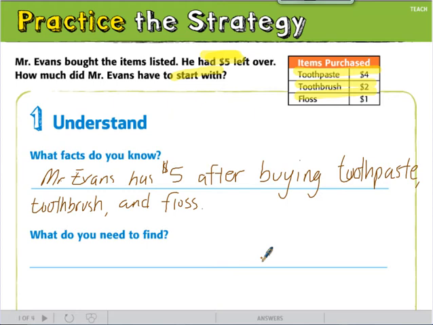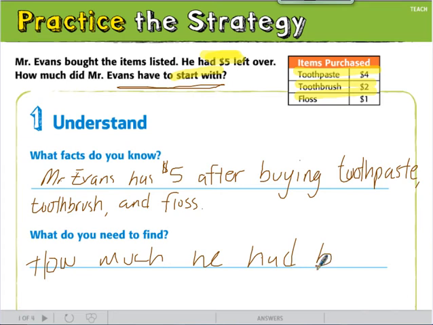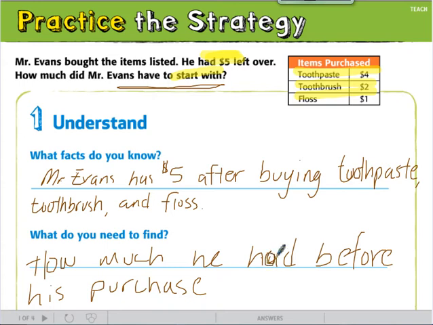What are we going to find? How much he started with. So how much he had before his purchase. Right? Okay. So that's what we're working with. And my A's are looking horrible, but that's alright.